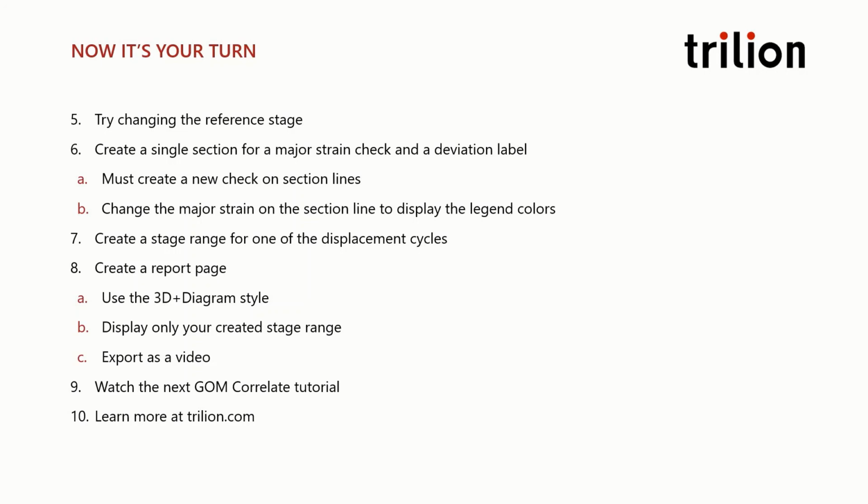Change the major strain check to display the legend colors. Next, create a stage range for one of the displacement cycles. And finally, create a 3D plus diagram style report page displaying only your created stage range. Export this report page as a video.